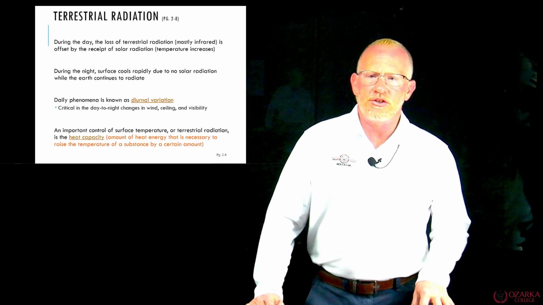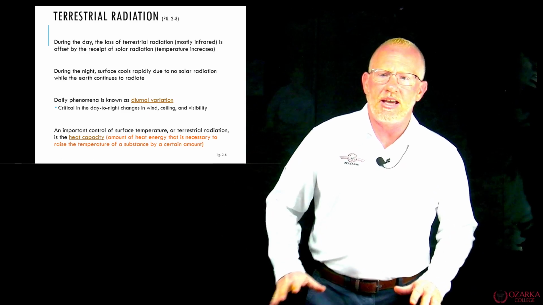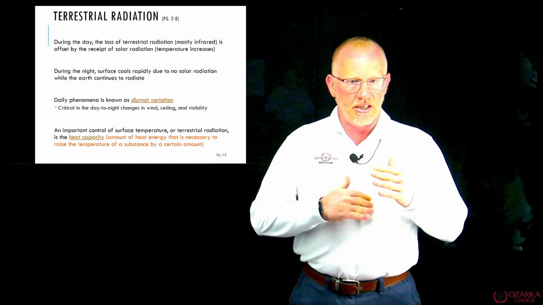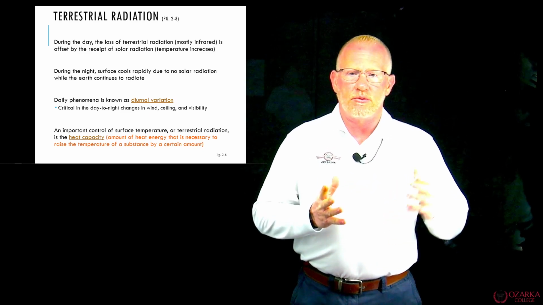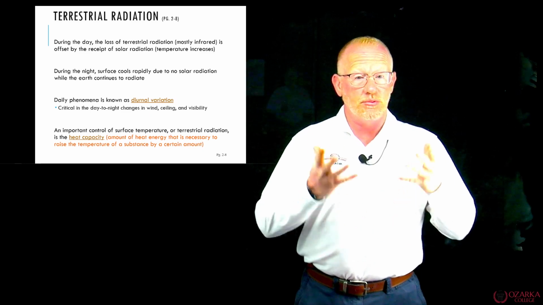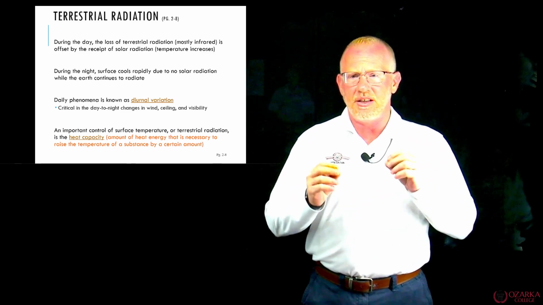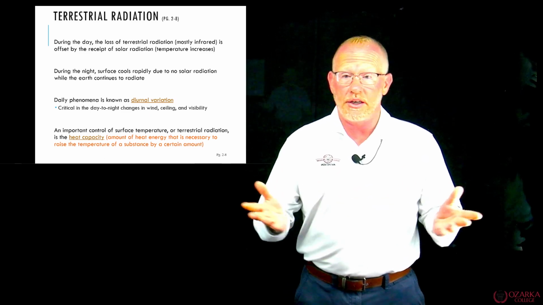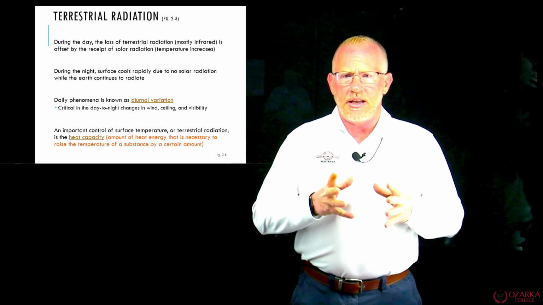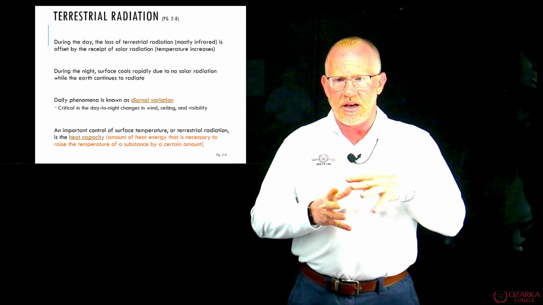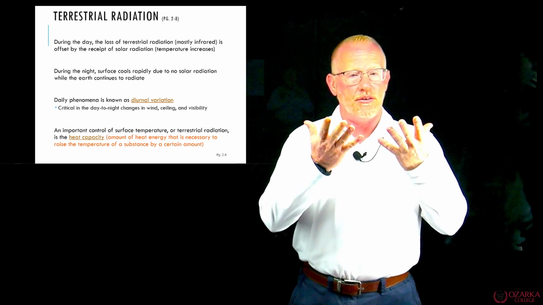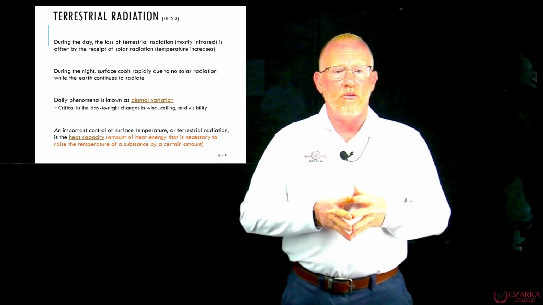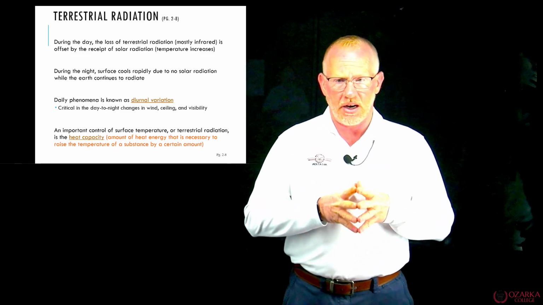So, terrestrial radiation. During the day, the loss of terrestrial radiation, and that's mostly infrared heat, is offset by the receipt of solar radiation, and you'll have a temperature increase. Now during the night, the surface cools very rapidly due to no solar radiation hitting it. During this time at night, the Earth continues to radiate energy that it stored during the day. This is a phenomenon called diurnal variation.